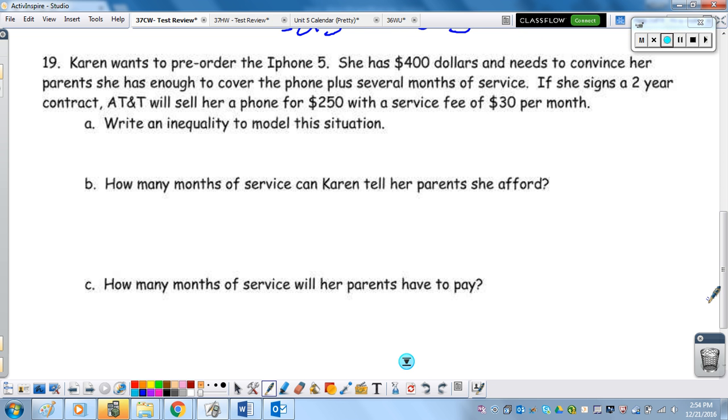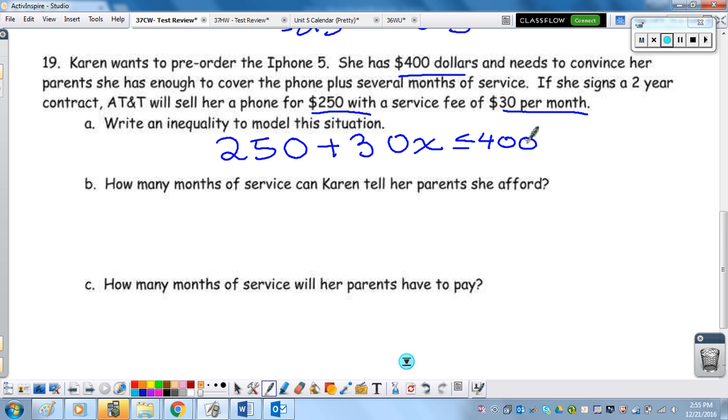Karen wants to pre-order the iPhone 5. She has $400 and needs to convince her parents she has enough money to cover the phone plus 7 months of service. If she signs a 2-year contract, AT&T will sell her a phone for $250 with a service fee of $30 per month. So we got to model the situation. So we're going to do $250 because that's how much the phone is, plus $30 per month. And it has to be less than or equal to $400 because that's how much she has.